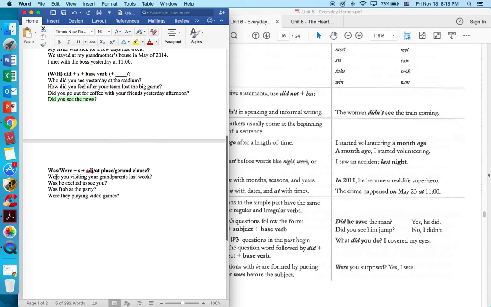We can also make questions with was or were as the verb, and then there are a few different options after the subject. We could put an adjective, we could put at some place, we could put a gerund clause. I'm sure there are other things we could do with it. Here are some examples. Were you visiting your grandparents last week? Obviously, be verb questions are yes or no. So were you, this is a gerund. Were you visiting your parents last week? Or I suppose we could say this is past continuous. Were you visiting your grandparents last week?